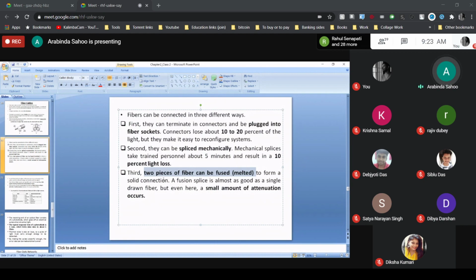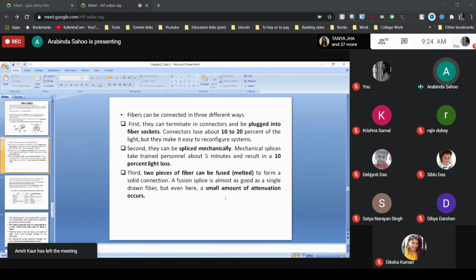So if they are fused or melted to connect two fibers, in this case the percentage of light loss is very low, or you can say a small amount of attenuation occurs.